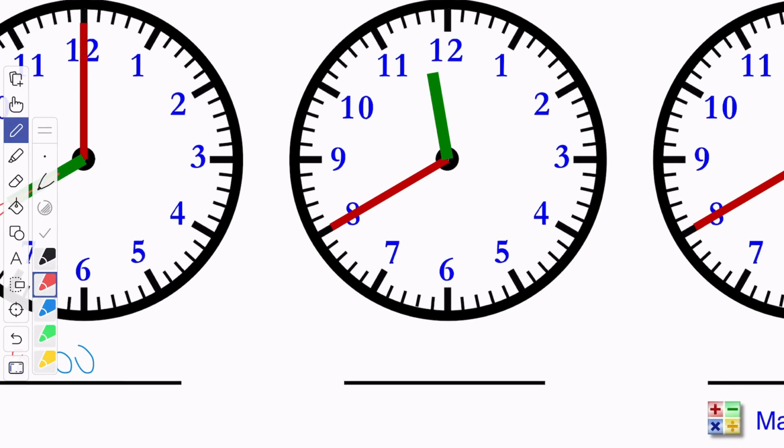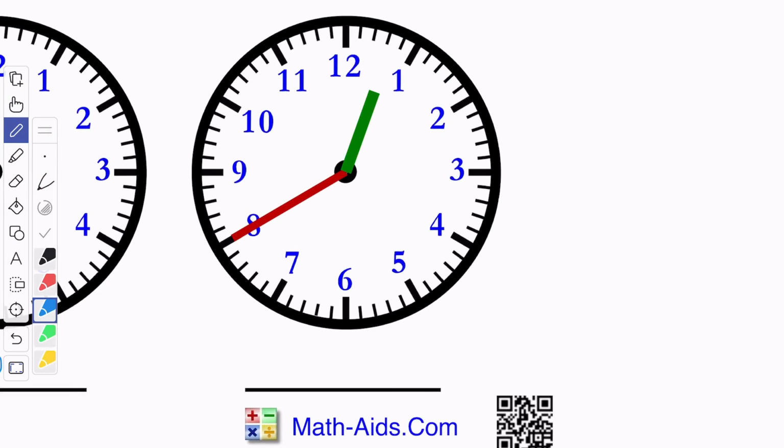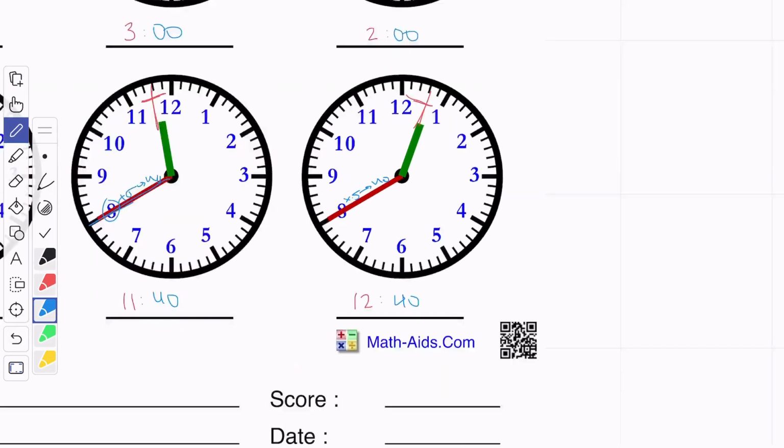So now our hour hand is in the 11 section, and our minute is at 8 times 5, which is 40. Now here, our hour hand is in the 12 area, so it's 12, and then it's at 8, so it's 40, 12:40.